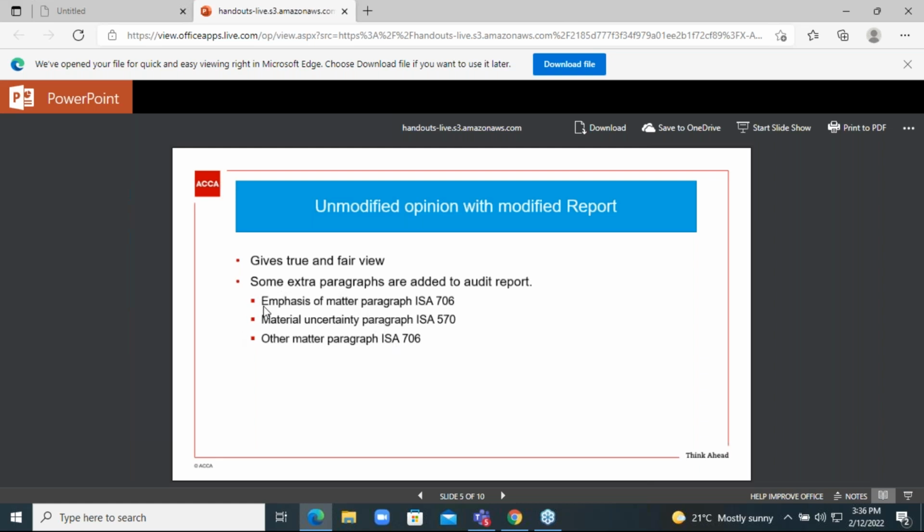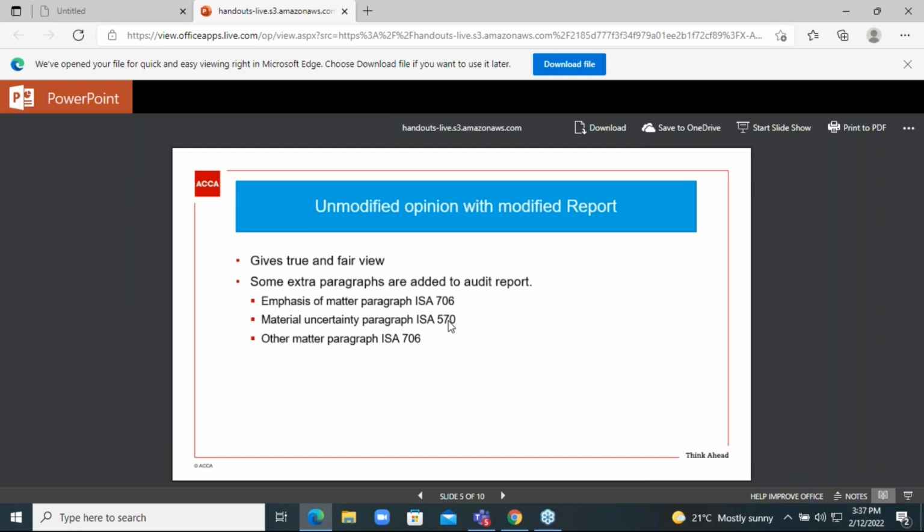So due to the inclusion of any one of these paragraphs, or two, or all of them, this report will be converted into an unmodified opinion with modified report. These three paragraphs are not a normal part of the contents of an audit report according to ISA 700. The first is the emphasis of matter paragraph according to ISA 706, the material uncertainty paragraph according to ISA 570, and the other matter paragraph according to ISA 706.